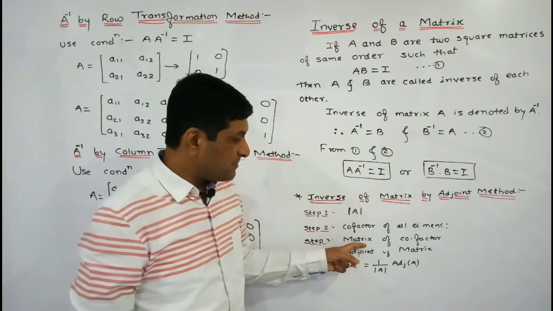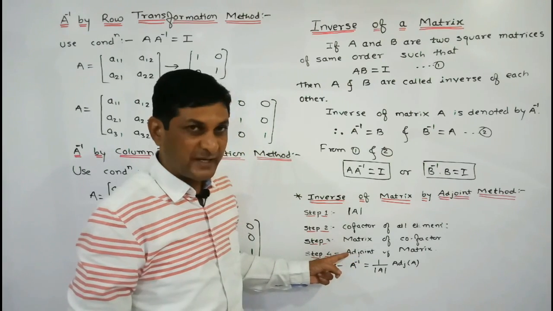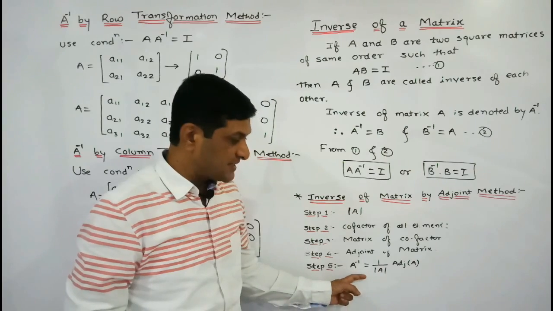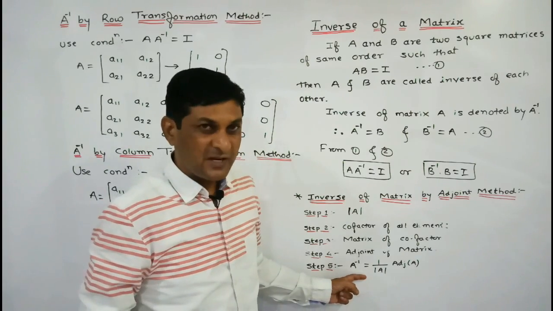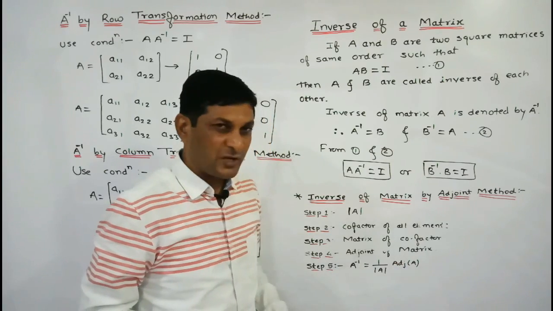Once the matrix of cofactor is known to us, taking its transpose, we are able to find the adjoint. Once determinant and adjoint are known to us, this formula is applicable to find A inverse. What is the formula? A inverse is equal to 1 upon determinant of A into adjoint of A.